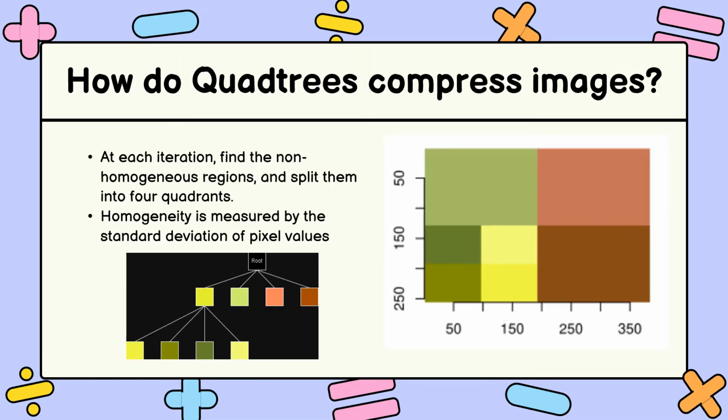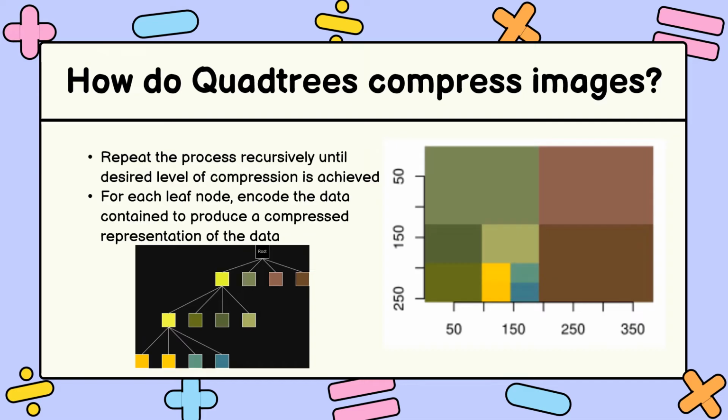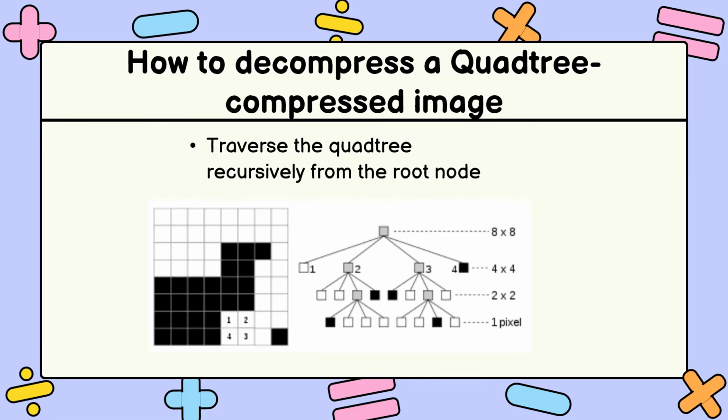At each iteration, find the non-homogeneous regions and split them into 4 quadrants. Homogeneity is measured by the standard deviation of the pixel values within the region. Repeat the process recursively until the desired level of compression is achieved. Then, once the quad tree is complete, encode the data contained in each leaf node. To reiterate, the encoded data contains both data related to the quad tree, such as its depth, as well as its data-related properties.